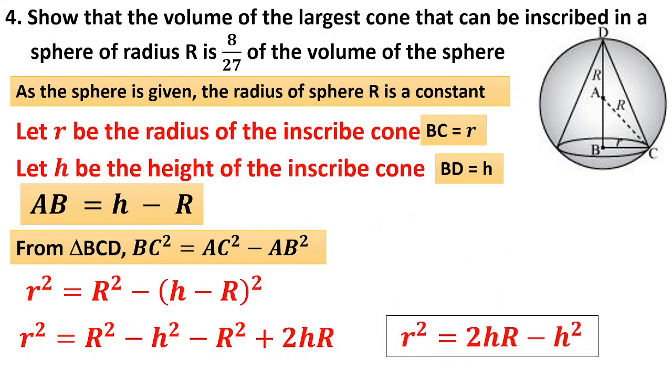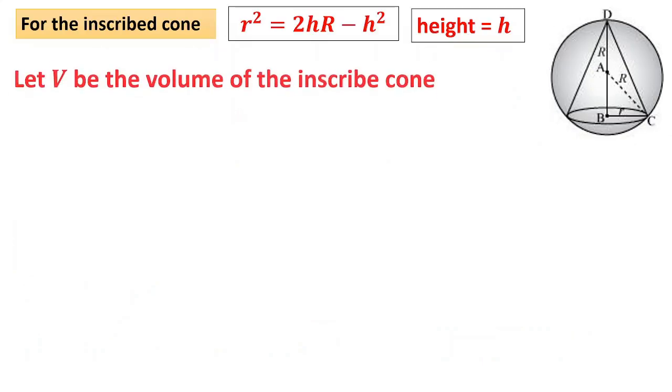Now, all of you can think that height can be expressed in terms of radius, and radius can be expressed in terms of height, but here you have been asked to show that the volume is having an r square formula. Therefore, I am expressing r square in terms of h and capital R. Capital R is a constant here.